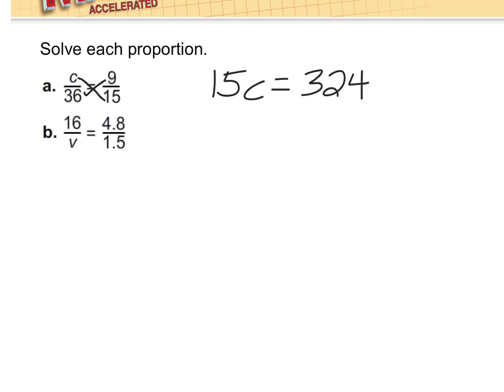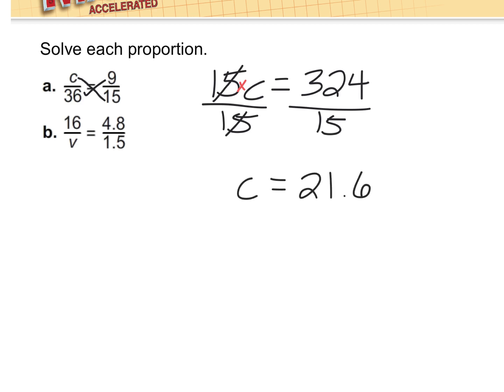That cross multiply step. Now we get set up here. We want to get C by itself. Right now, 15 and C are doing what? They're multiplying to each other. We want to get C all by itself, so we want to do the opposite of multiply. We want to divide by 15, because what happens when we divide by 15? These cancel each other out, so we get C equals 21.6. We just divide 324 by 15 in your calculator. You get 21.6. So once you have the variable by itself, that's your answer. How could you check if you got it right?